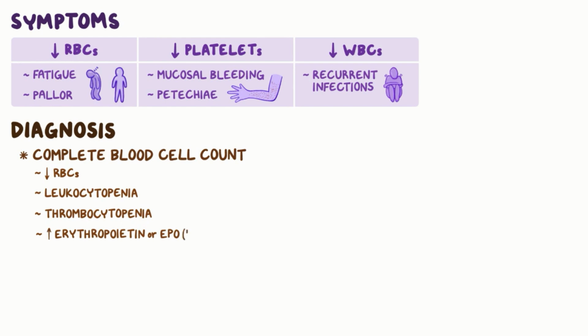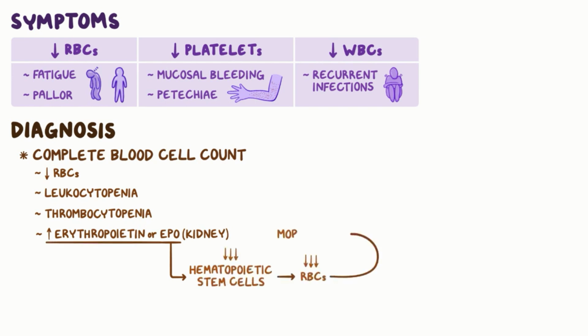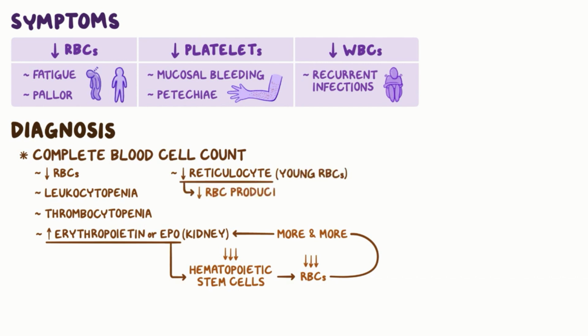EPO is a hormone released by the kidney that tells hematopoietic stem cells to grow and divide into new red blood cells. With aplastic anemia, there aren't enough hematopoietic stem cells to generate appropriate amounts of red blood cells, so more and more EPO gets produced in an attempt to compensate. There may also be decreased reticulocyte count. Reticulocytes are young red blood cells, so this demonstrates decreased red blood cell production.